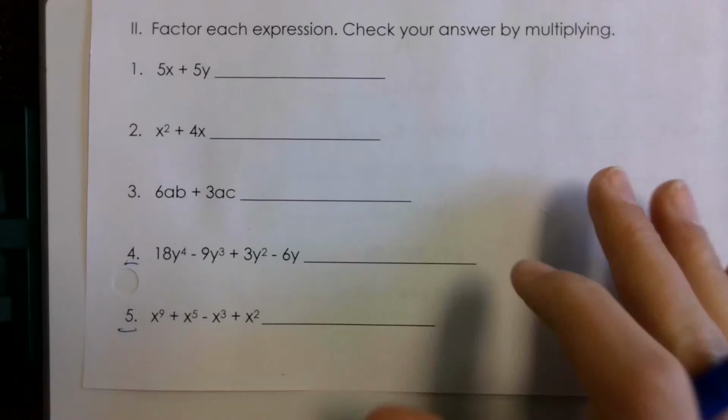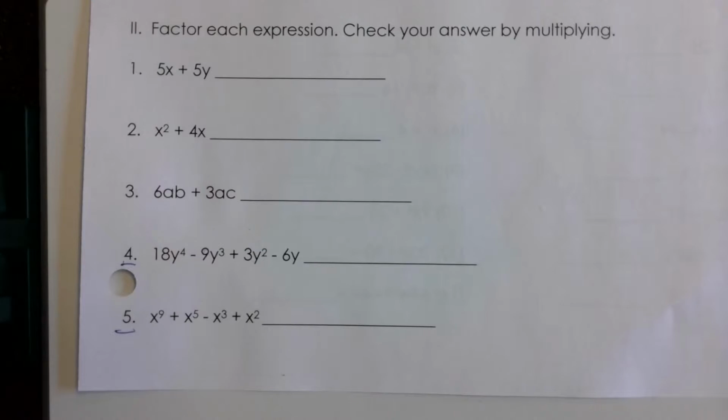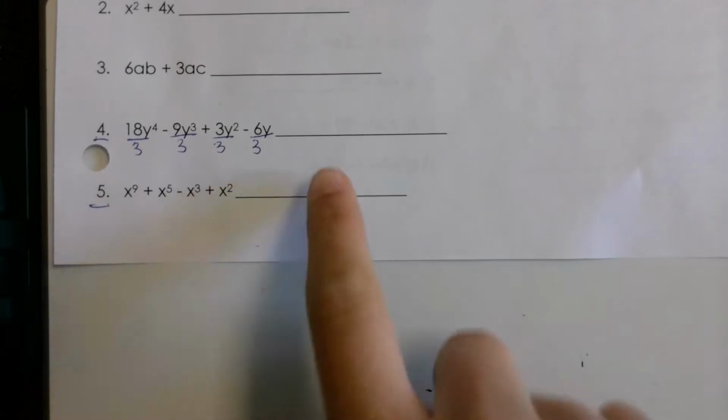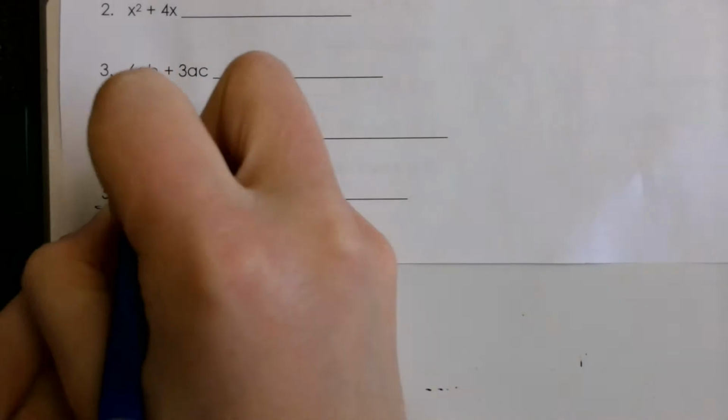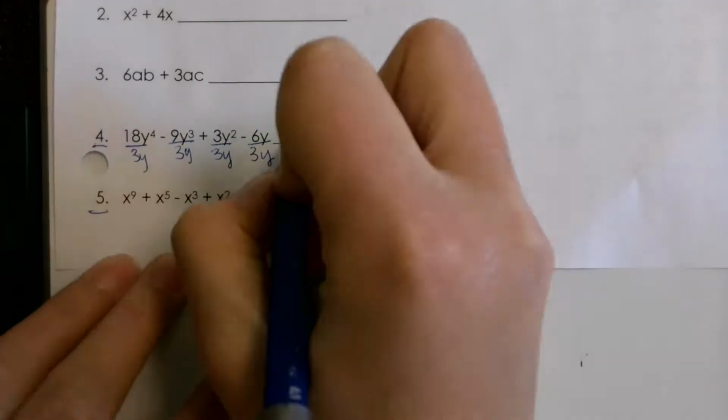All right, so looking at number 4. We've got a bunch of different numbers, coefficients going on. You got 18, 9, 3, and 6. What's the biggest number that we could divide all of those numbers by? 3. So we'll divide by 3. What else do they all have in common? Y's. So when you've got variables, we want to take the smallest exponent on our variables, right? So what's the smallest exponent that we have on all our variables in common? 1, so we'll just do y to the first power. It's going to change on number 5, but we'll get there in just a second. So our GCF is what? 3y. So you've got to write that first and put it outside your parentheses.